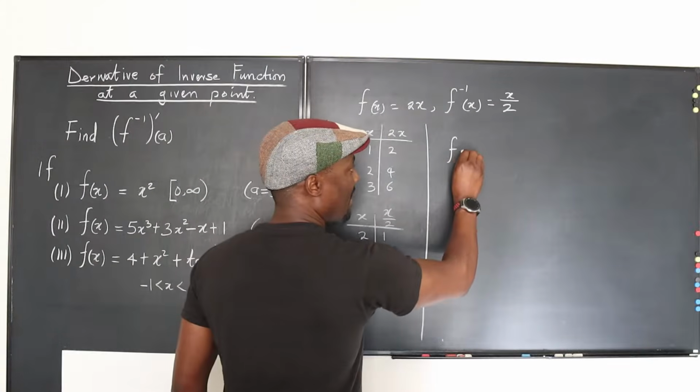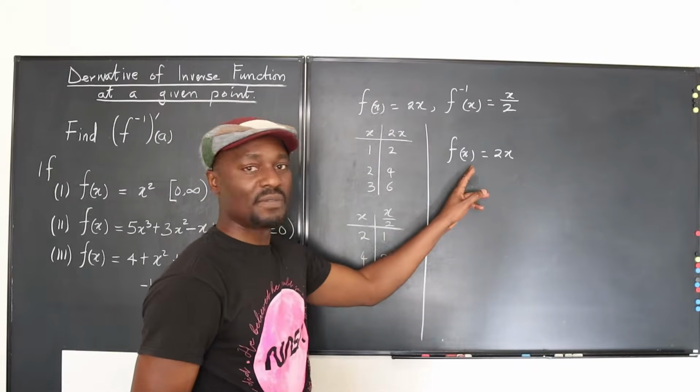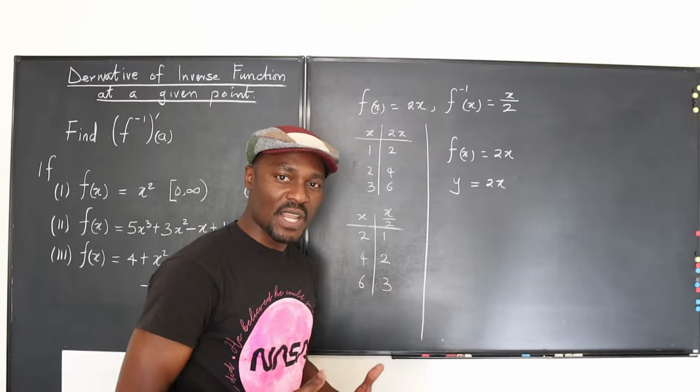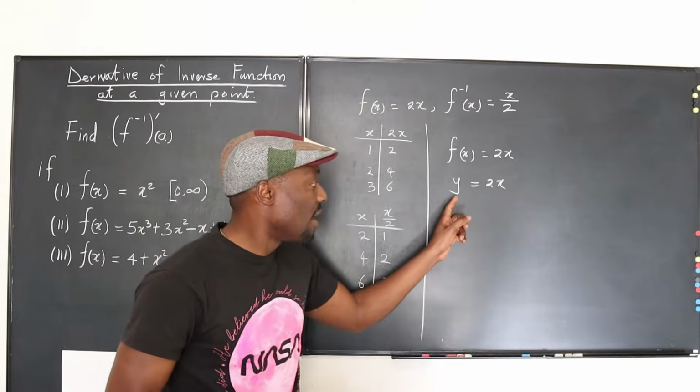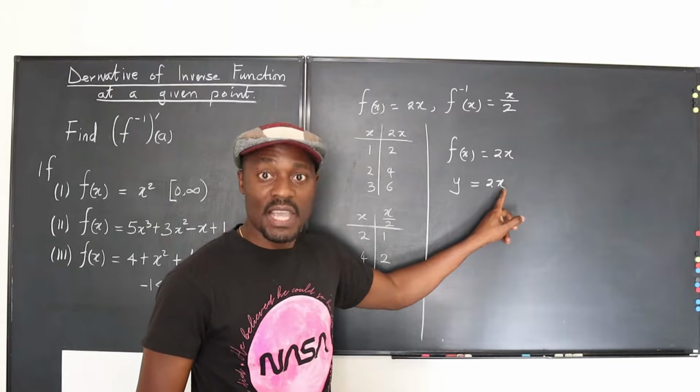Let's say you're given f of x to be 2x. What I want you to do is replace the f of x with y. Just say y equals 2x. Then I want you to isolate the x. Why? Because right now, we're told that y is always the output and x is the input, the independent variable.